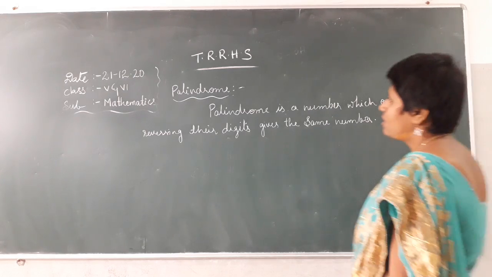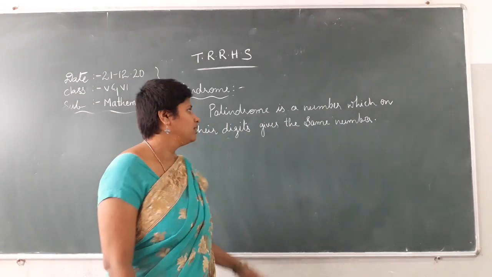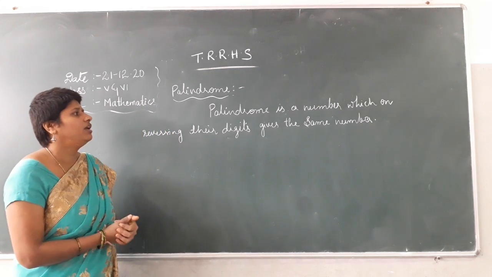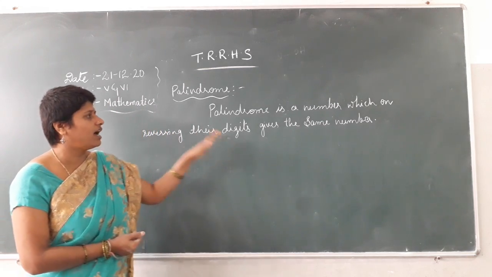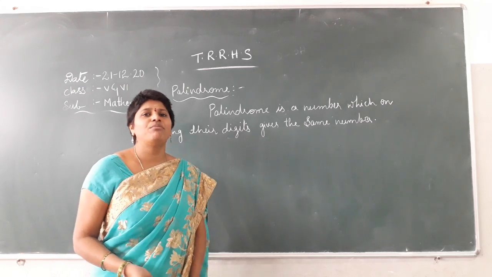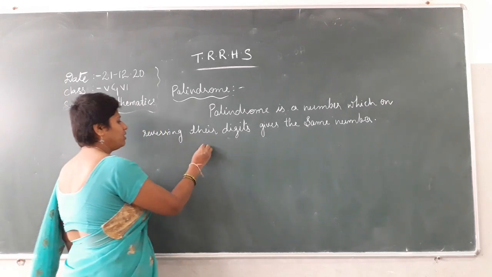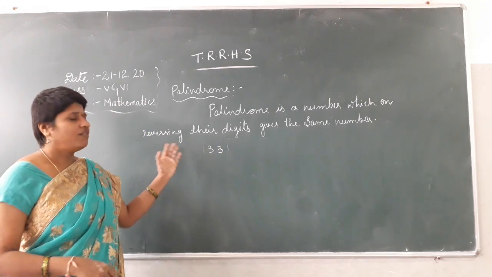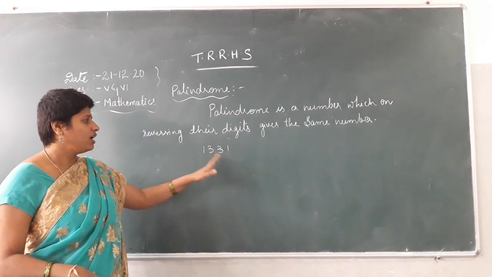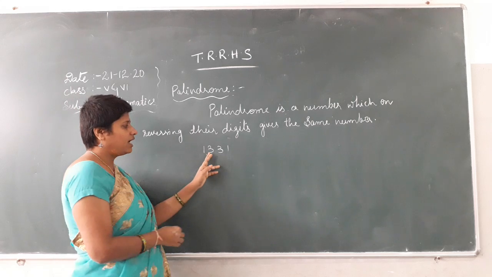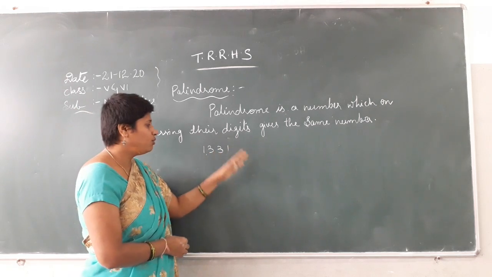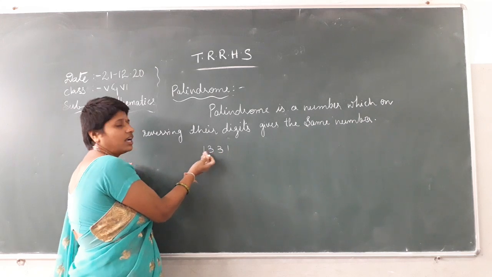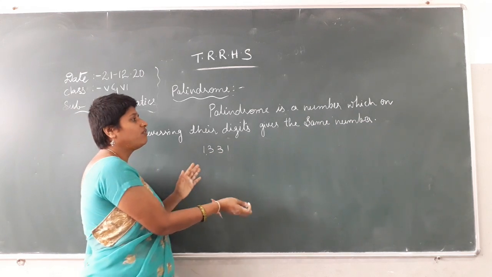So this is your last topic in this lesson. Palindrome. What is a palindrome? A palindrome is a number which on reversing its digits gives the same number. Suppose here I am considering one number. Read out this number from left to right: 1331. Now you read it from the right side. 1331 means even when you reverse the digits.